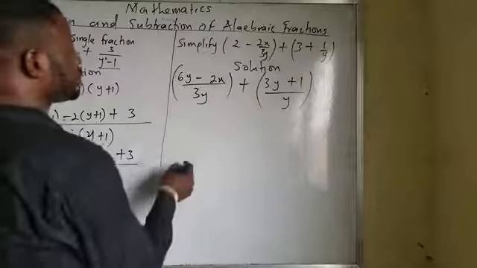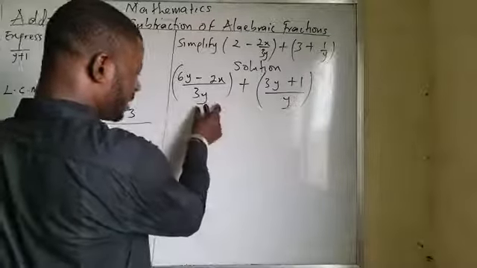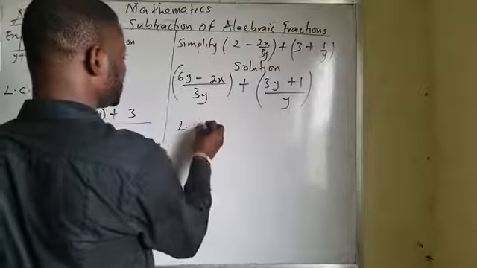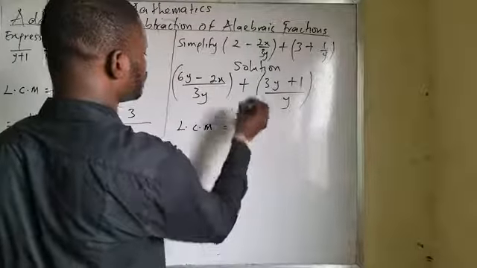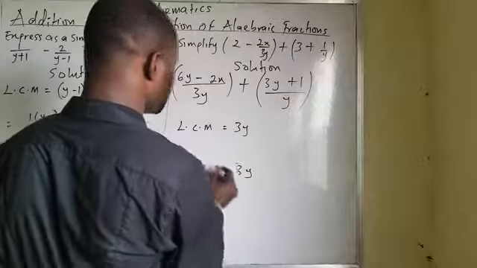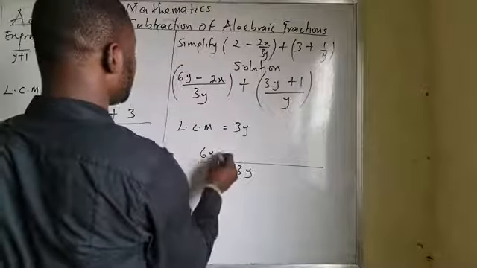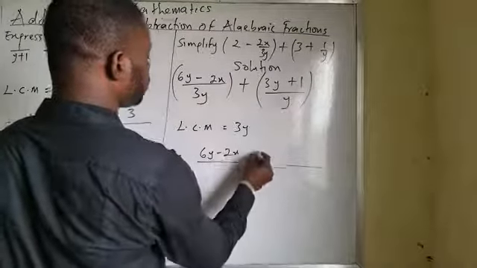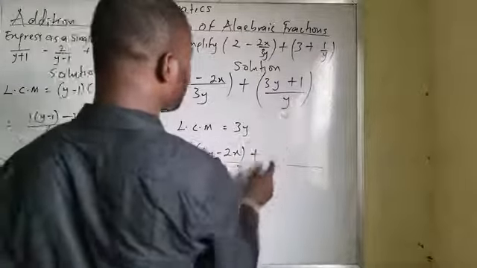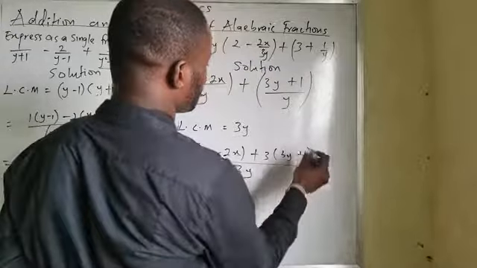Now, I can find the LCM of this and this. The LCM will be equal to 3y also, which is 3y. This in this, it will be 6y minus 2x plus, I can put brackets, it will be 3, it means 3 bracket of 3y plus 1.